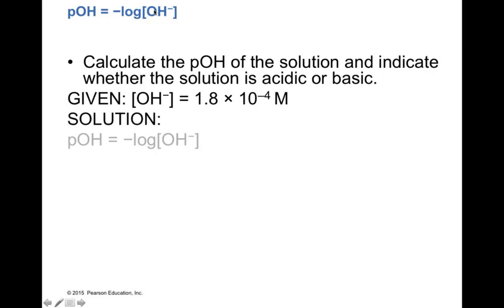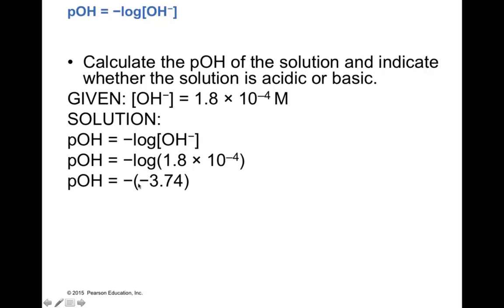So the solution is basically minus log of the concentration of OH. We're going to now put this inside here. We're going to have minus log of 1.8 times 10 to the minus 4. And now we can apply the logarithm to this value. It's going to be minus 3.74. This minus will turn this to positive, and we're going to have a pOH of 3.74.